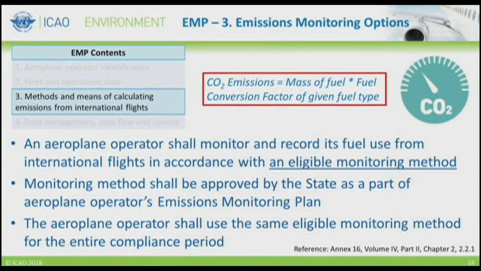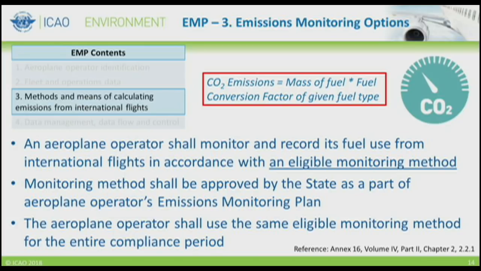The third part of the emissions monitoring plan consists of methods and means for calculation of CO2 emissions from international flights. And this is probably the most CORSIA-specific section of the emissions monitoring plan. Information like identification or operations and fleet, that's already there in the operator. Operator knows its fleet. Operator knows its responsible personnel, for example. But the emissions monitoring options, this is something where the operator needs to make CORSIA-specific decisions and choices.